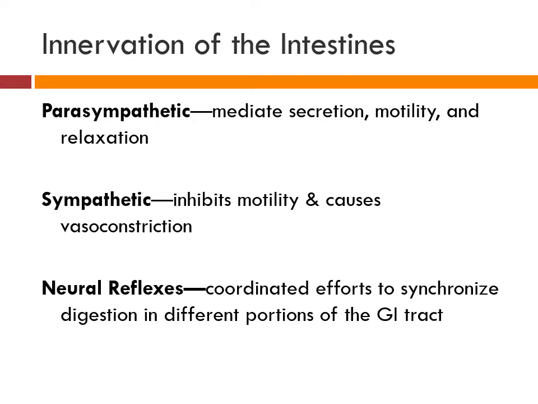Neural reflexes are coordinated efforts to synchronize digestion in different portions of the GI tract. So as a bolus is moving down through the GI tract, things need to happen in a very specific order, and our nervous system is in charge of making sure that all happens.